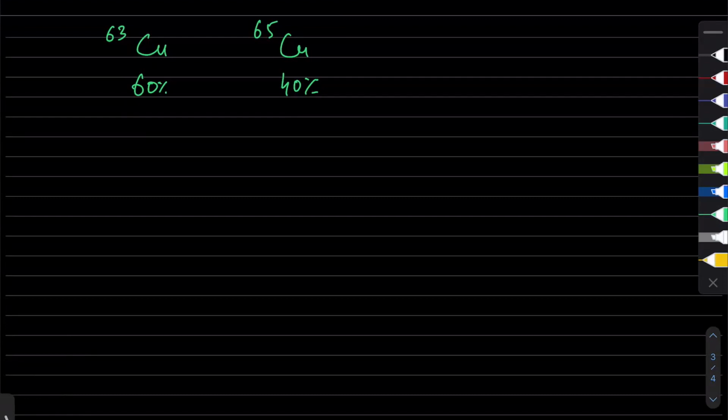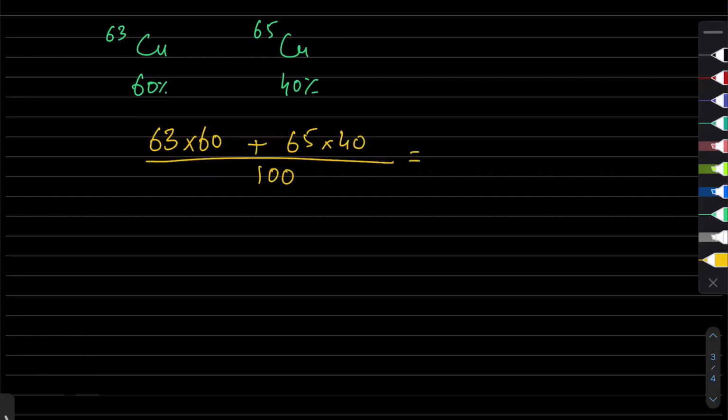All right, so what we need to do is multiply 63 by 60 and 65 by 40, divide it all by 100 and add it. So that will give me 68, I guess. Okay.